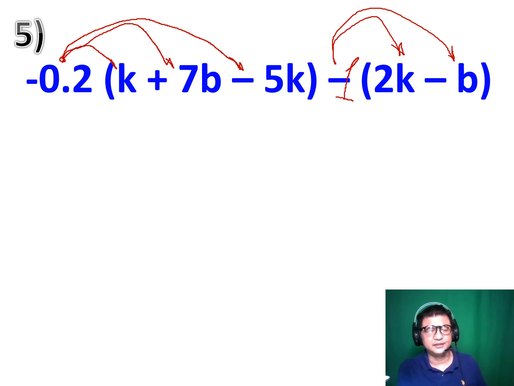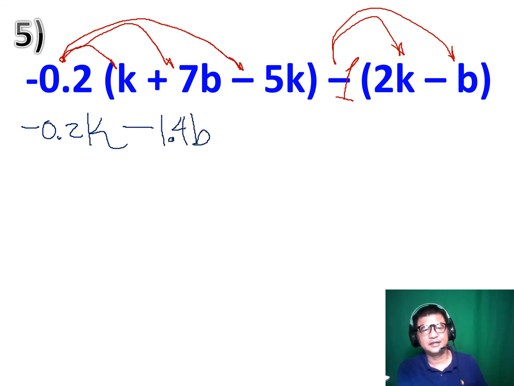You could write it down, or you could just do the multiplication mentally. That's negative 0.2k, right? Negative 0.2 times positive 7, positive times negative is negative 1.4b. Negative and negative, that's a positive 1, that's 1.0, simply 1k. All right, so that's for the first distributive.